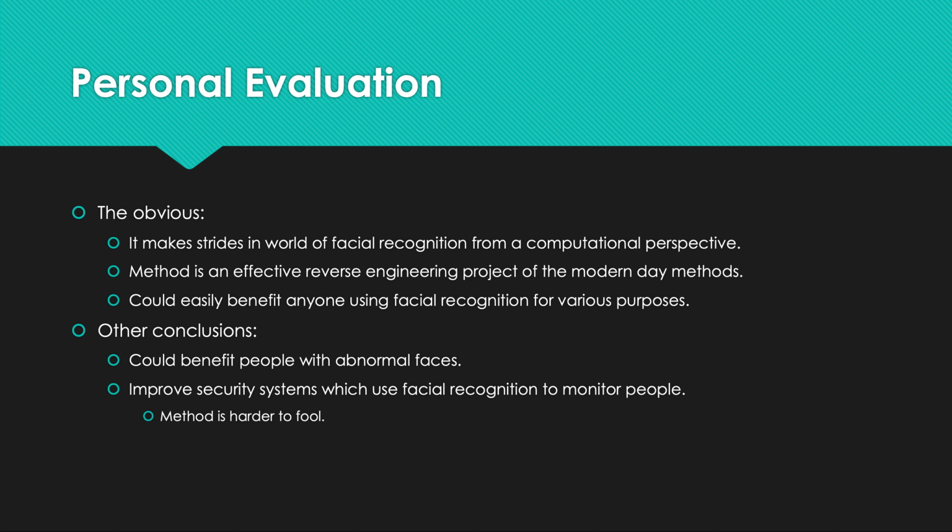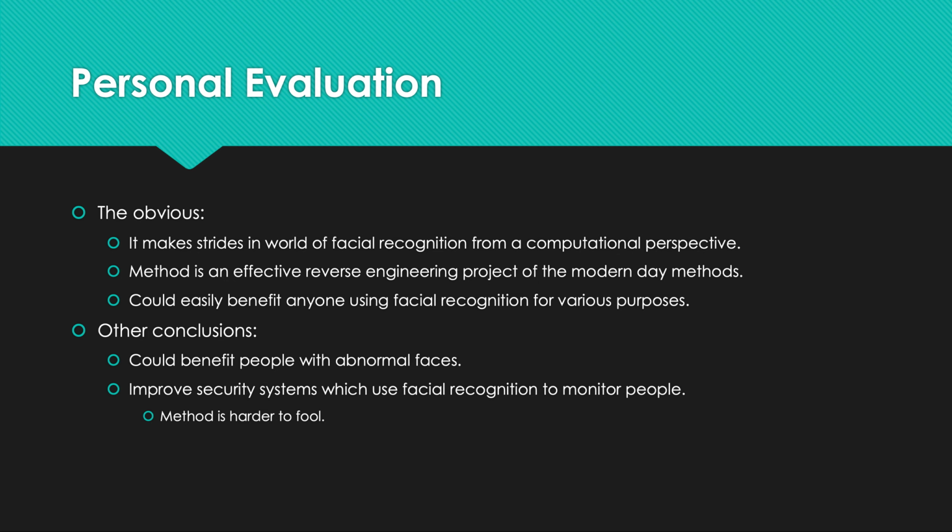Other conclusions are that this could benefit people with abnormal faces, whether it's due to a birth defect or some sort of injury or incident where their face is skewed, which might stray outside of the norm that general facial recognition methods are tested against. This method is able to identify those landmarks, whether of any sort of pose, so it should be implied that if someone does have an abnormal face due to one of those reasons, this new method should be able to successfully recognize them. This could also improve security systems which use facial recognition to monitor people.